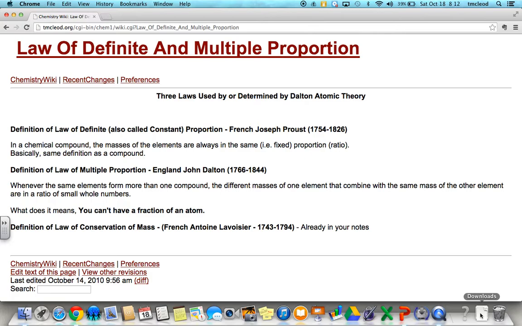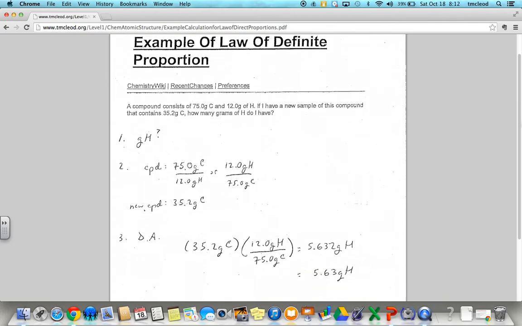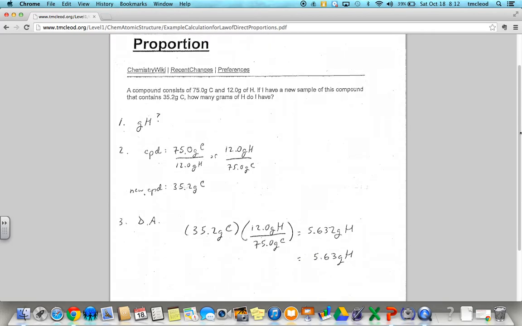So you can do calculations on these, which I'll show you now, on the other handout that you were supposed to have. So here's an example of a law of definite proportion calculation. It says we have a substance that has 75 grams of carbon will combine with 12 grams of hydrogen to form this new substance. So that's that fixed mass ratio. Now what this particular question is asking is, if I have a container of this compound, and I know I have 35.2 grams of carbon, well then how many grams of hydrogen do I need?